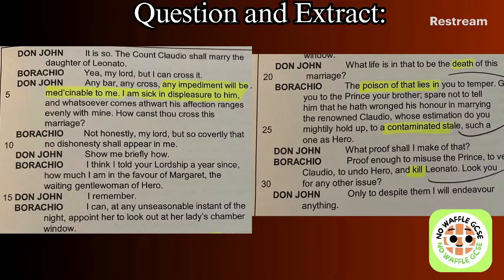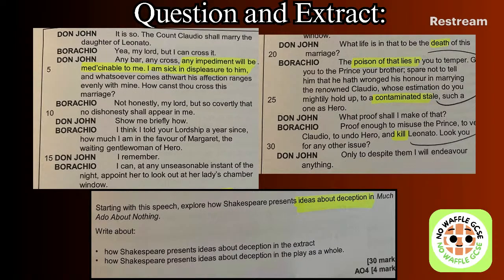So he knows it's going to annoy Claudio and to undo Hero. Unfortunately, the person that's going to get worse affected by this is Hero. So let's now look at the question. I would actually recommend looking at the question before you look at the extract, just so you know what you're looking for. Now, the question says, "Starting with this speech, explore how Shakespeare presents ideas about deception in Much Ado About Nothing."